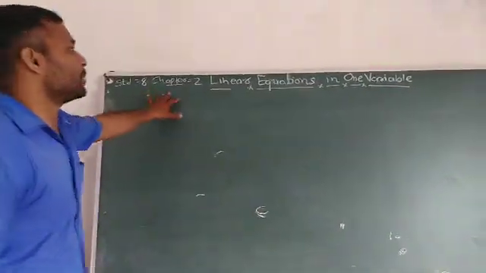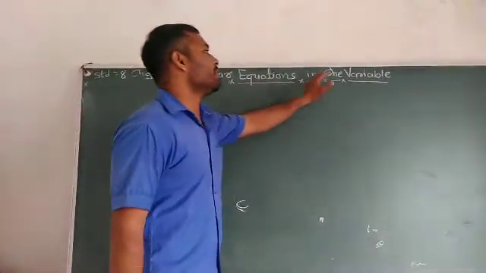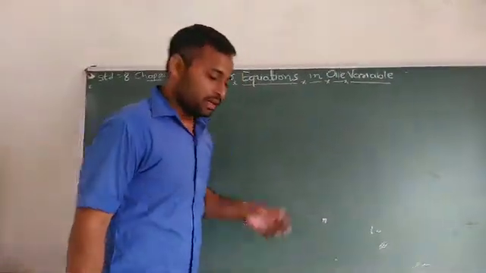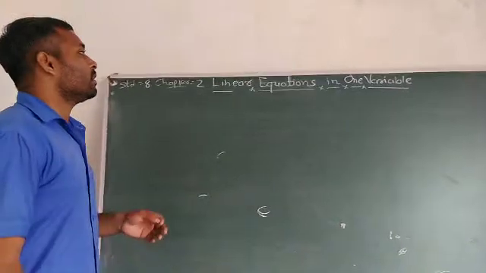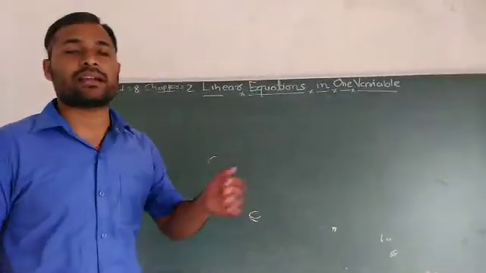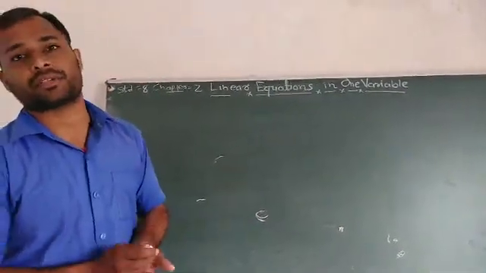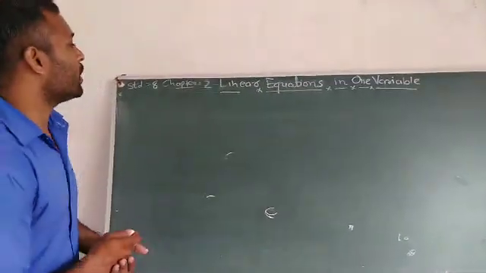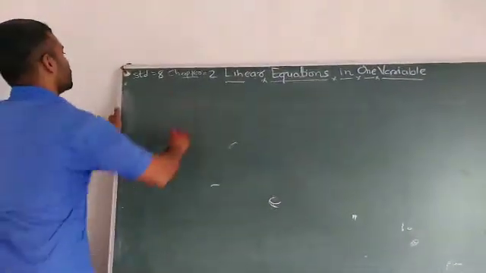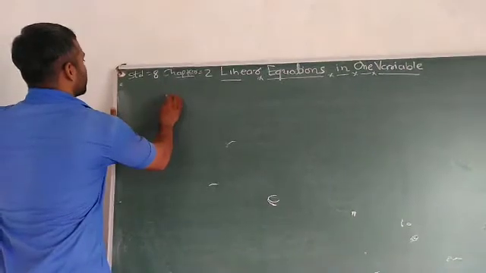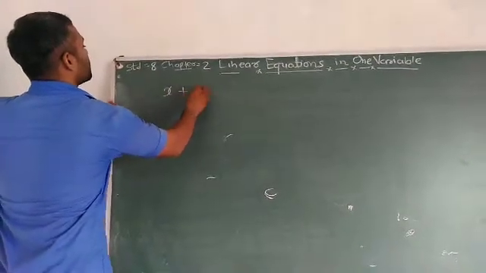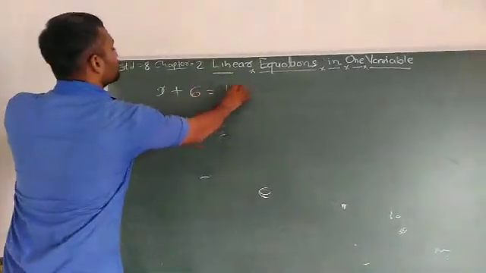Standard 8, chapter number 2, linear equations in one variable. This chapter is related to standard 7 simple equations. This is the extended form. Next, for example, the equation x plus 6 is equal to 10.